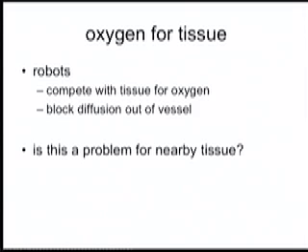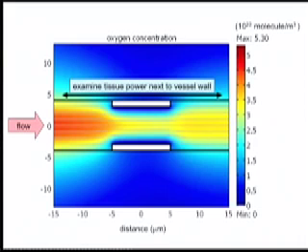And so the first one is the robots are competing with the tissue for the same oxygen, and they also, for the section of vessel that they sit on, they're blocking the diffusion of oxygen out of the vessel, and so that could be a concern even if the robots were not using any oxygen at all, if they're just blocking the vessel. So let me go to the most extreme case that I showed you.